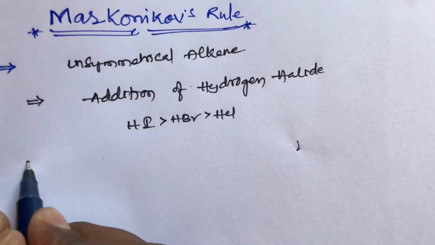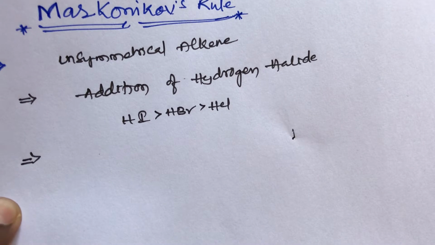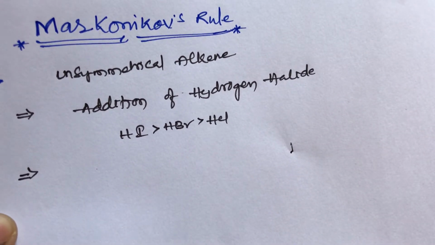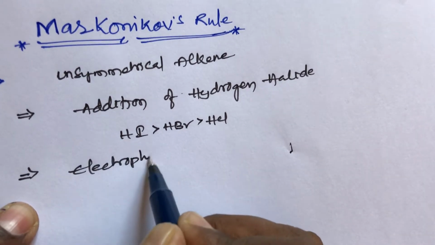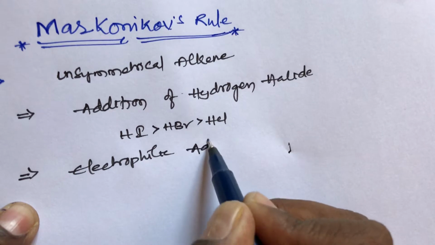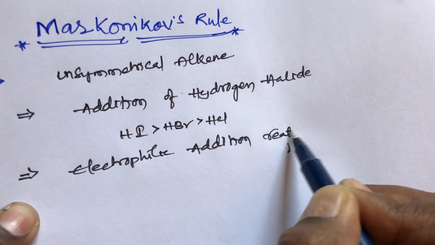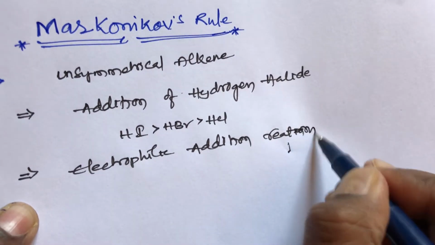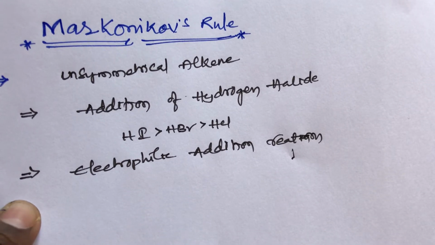Now what about the third condition, students? This Markovnikov rule undergoes electrophilic addition reactions. These are the main important conditions, students. So the compound should contain an unsymmetrical alkene.